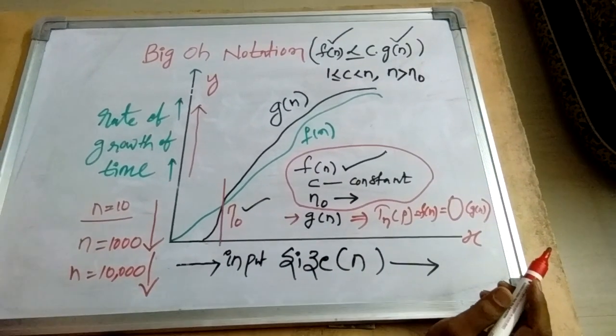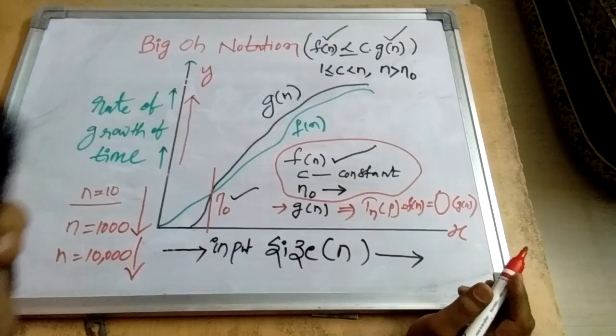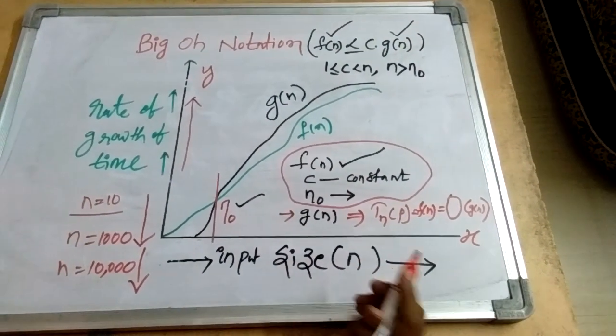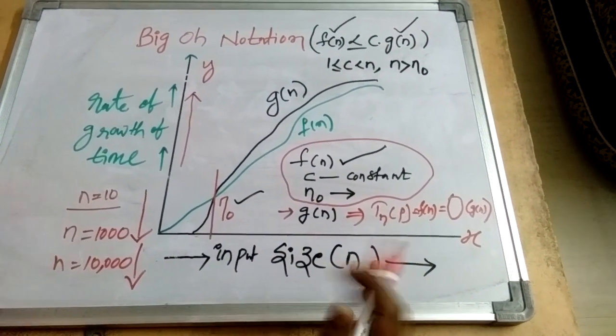Now let us take one example, then we can come to know how to calculate this f of n, the constant, and n naught. Then it becomes very easy for you. You can follow the same process which I am going to do right now for any given problem.